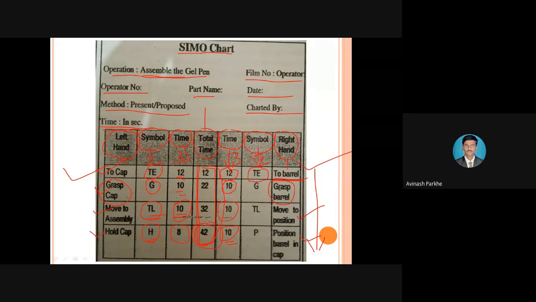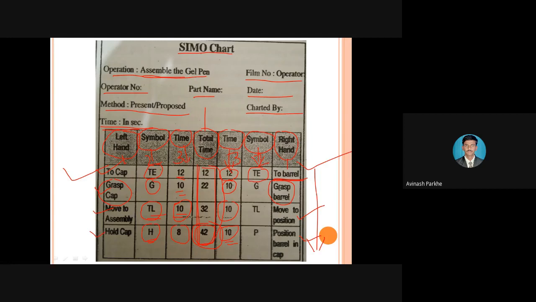Again the assembly is over. Again, the third time, my left hand and right hand are moving towards the cap and the barrel. That means repetitively the movements of the left hand and right hand are taking place, and those repetitive movements and their time can be represented by using this particular SIMO chart. So these are the basic applications of micro motion study.